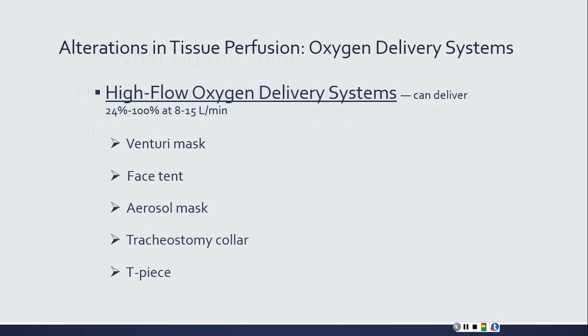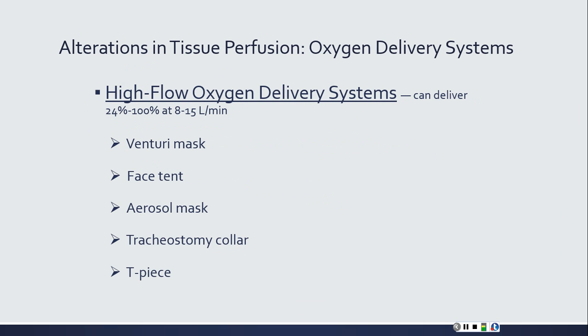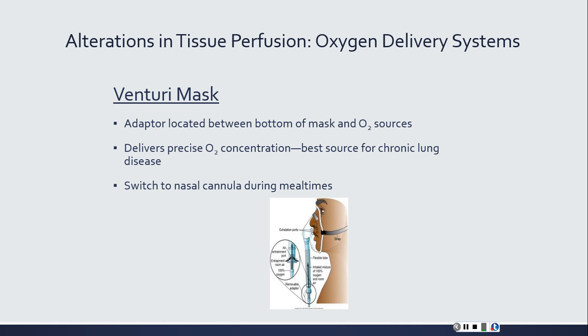Now, some of our high flow, and again, some of those others are probably going to fall into the high flow as well. But the high flow oxygen delivery systems can give 24 to 100%, 8 to 15 liters per minute. All right. First, we've got the Venturi mask. The Venturi mask is an adapter located between the bottom of the mask and the oxygen source. If you've been in the clinical setting, you may have seen one of these. It's just kind of the tube that sticks down from the mask.